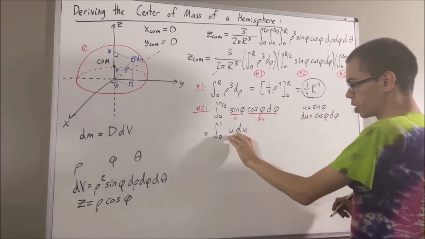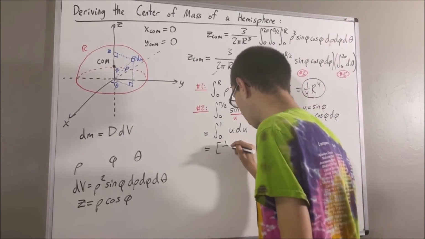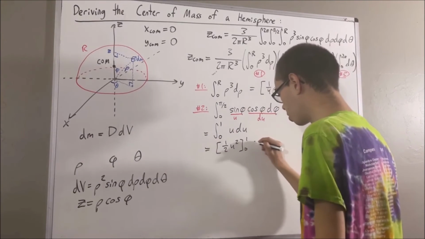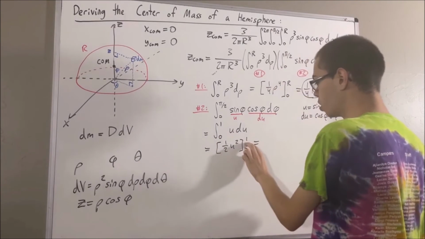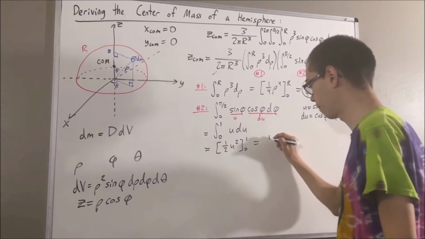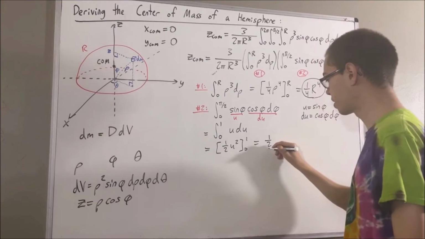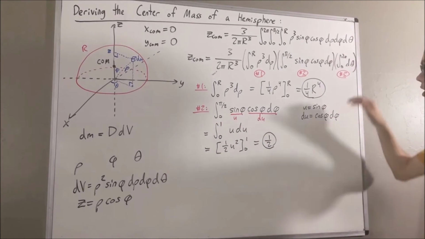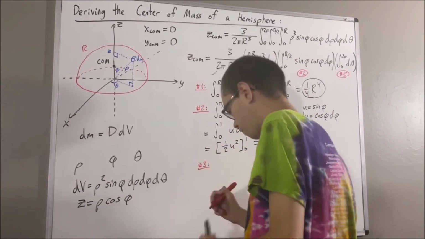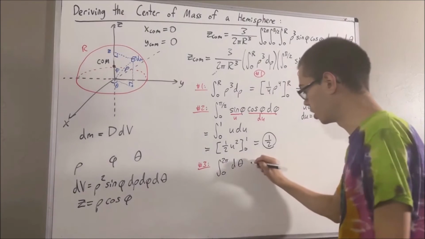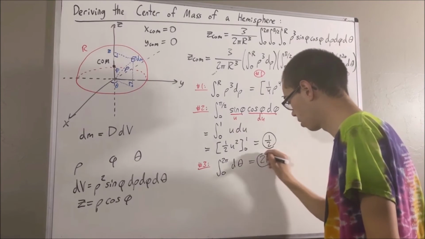So this is our new integral. And the integral of u is just 1/2 u squared. And our bounds of integration go from 0 to 1. So really, this is just 1/2 times 1 squared minus 1/2 times 0 squared. And that just gives us 1/2. So this is the answer to integral number 2. And finally, let's evaluate integral number 3. Now, I think it's pretty clear that the answer to this integral is just equal to 2 pi.